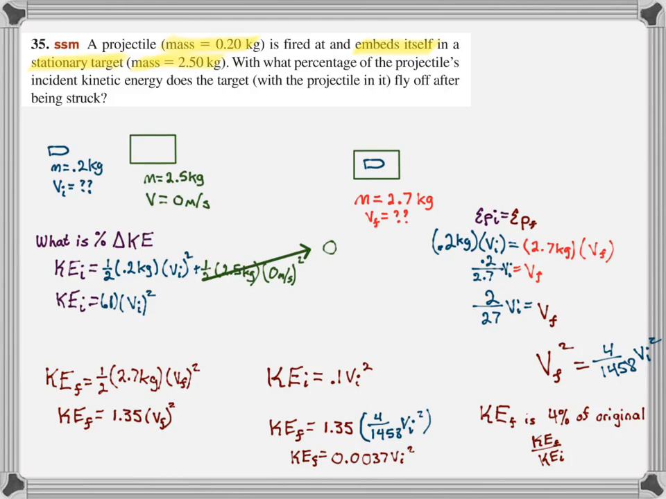And that would give us our answer, which is with what percentage of the projectile's incident kinetic energy does the target with the projectile in it fly off after being struck? It lost 96% of its kinetic energy.